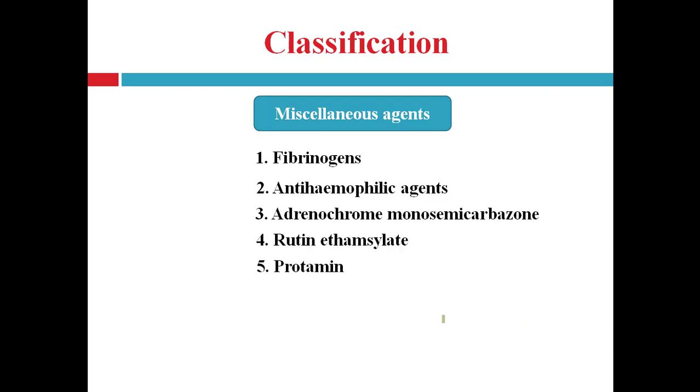Then miscellaneous agents which can be used as coagulants are fibrinogens, anti-hemophilic agents, adrenochrome, monosemicarbazone, rutin, ethamsylate and protamine, right? These are the different coagulants or coagulant agents.